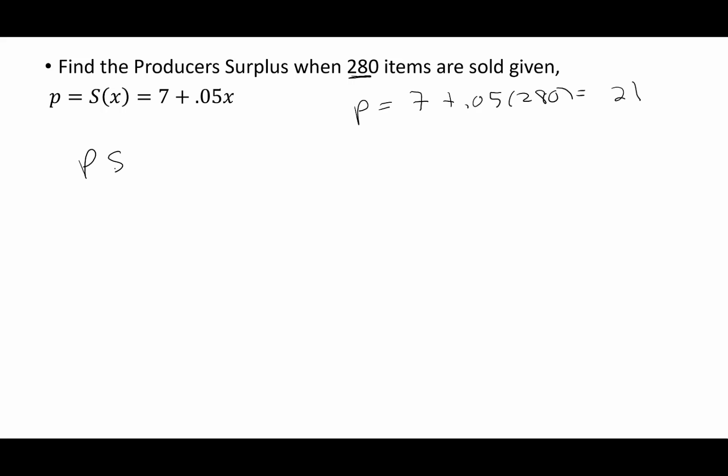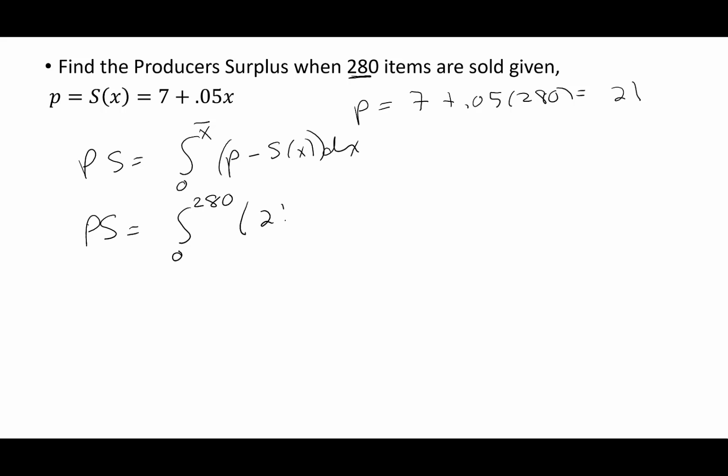So producer surplus, 0 to x bar for my integral. I put p first, minus S of x dx. So for our problem, our producer surplus is the integral from 0 to 280 of 21 minus parentheses 7 plus 0.05x dx.